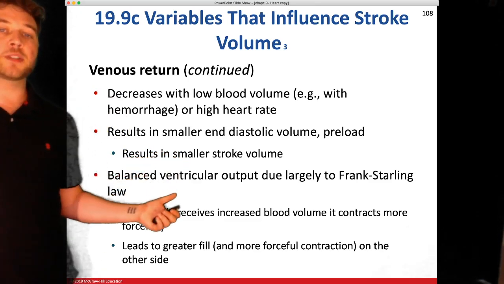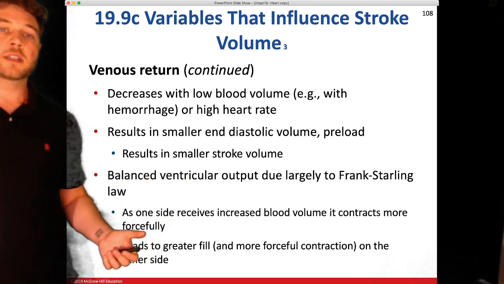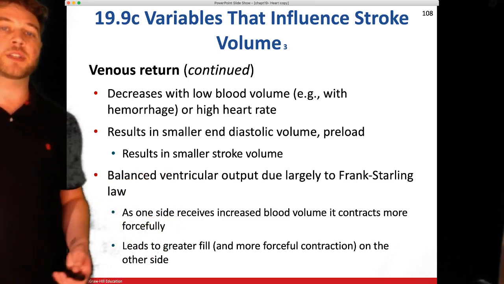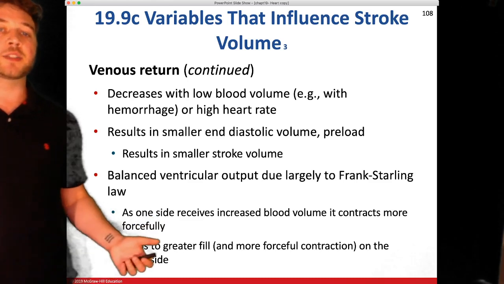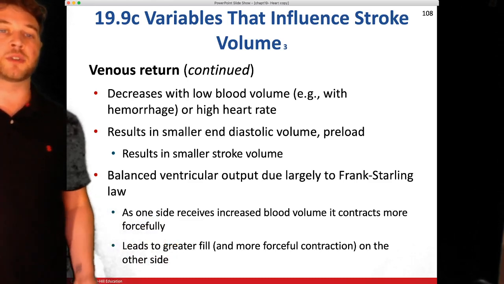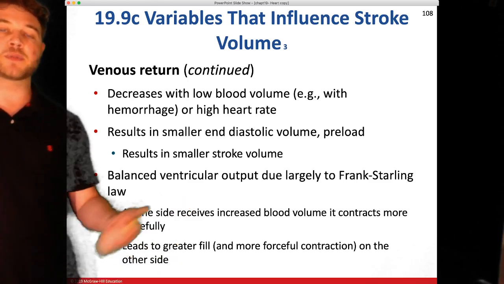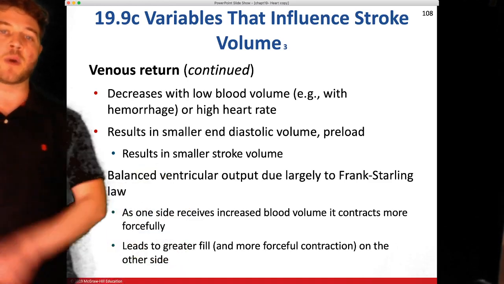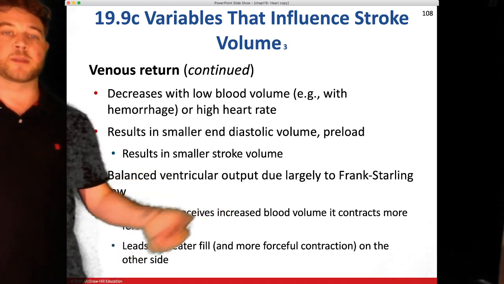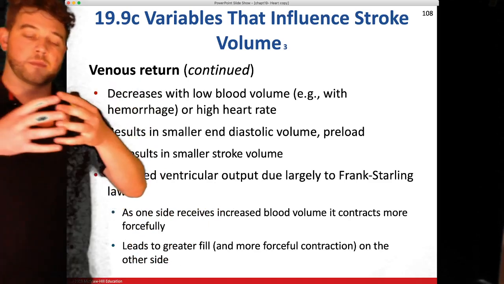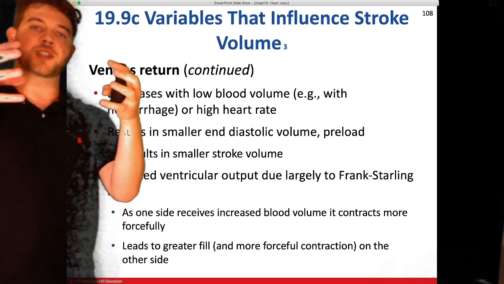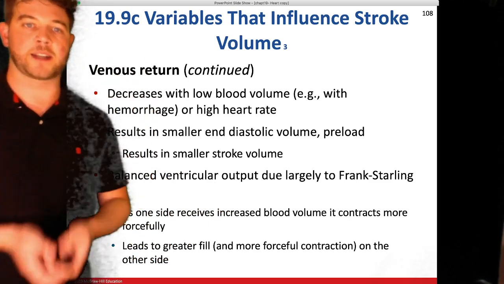Balanced ventricular output is due largely to the Frank-Starling law, saying that as one side receives increased blood, it contracts more forcefully, leads to greater fill and more forceful contraction on the other side. So balanced ventricular output, what comes in needs to go out. And this Frank-Starling law is basically going to say, okay, however much comes in, that will determine the stretch, and the stretch will determine how much is contracted.